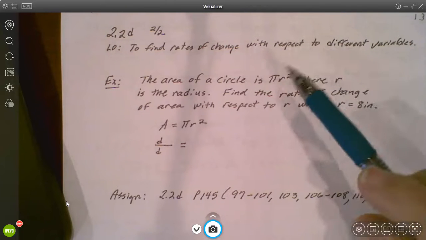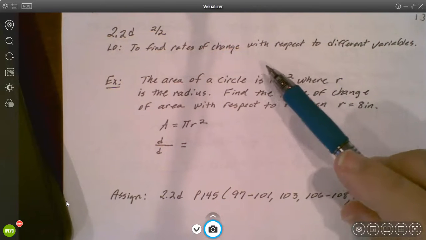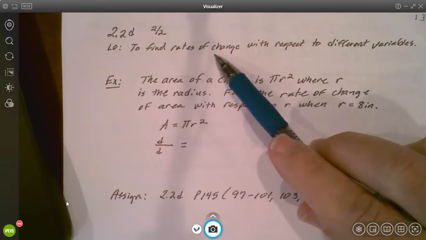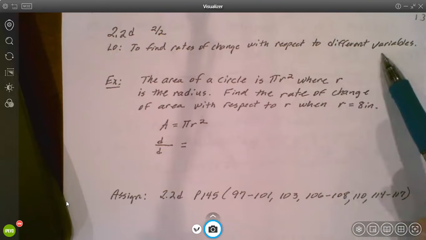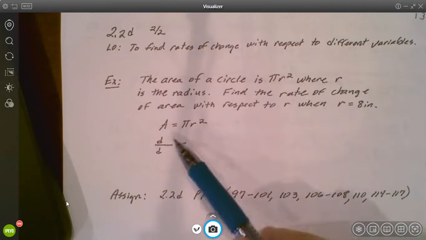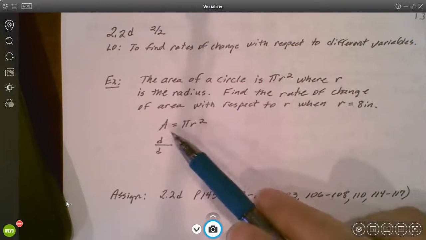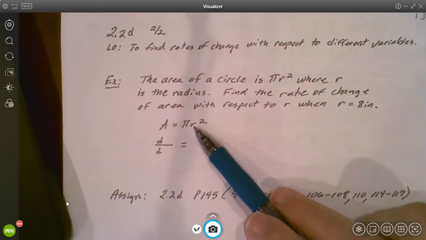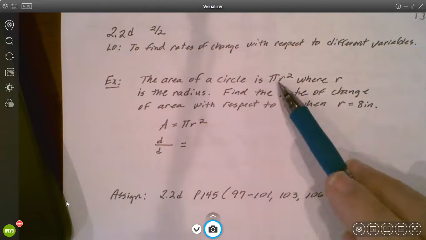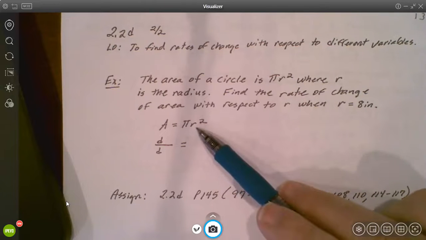All right, so when you are asked to find rates of change, in other words, derivatives, with respect to different variables, remember, we're used to seeing this in terms of y and x, but it doesn't have to be y and x, it could be anything. And so for this one, this is just the formula for area of a circle. They're telling us the area of a circle is pi r squared. We know that r is the radius.